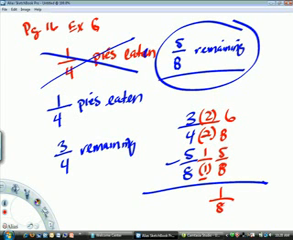Now, what does that mean, though? 1/8 is what? 1/8 is the fraction of the pies that were remaining when he went to leave, right? Okay. So now what percent is that? Because it doesn't ask us for the fraction. It asks us for the percent. How do I get the percent out of that?